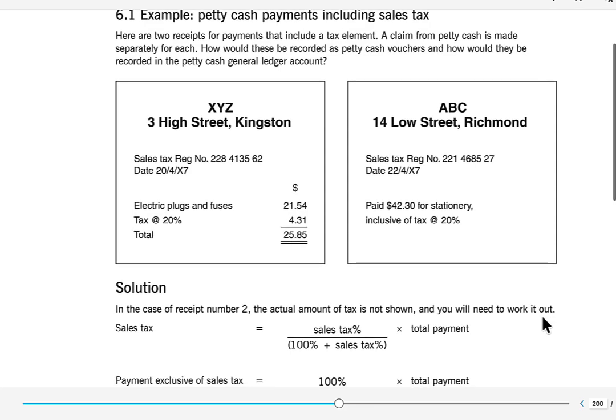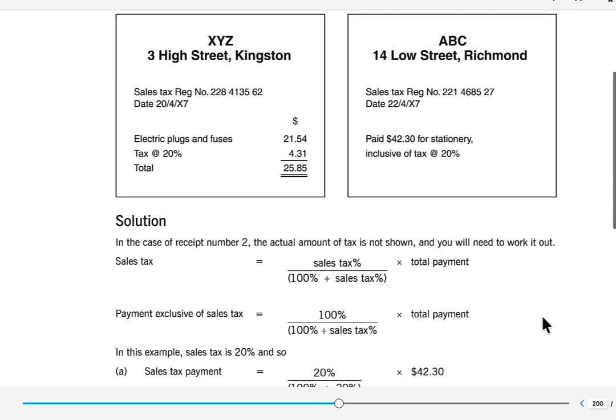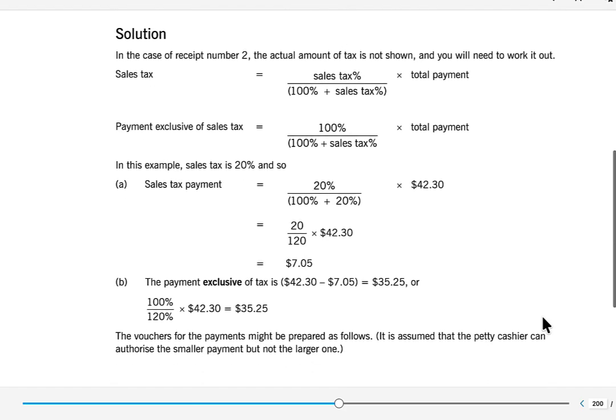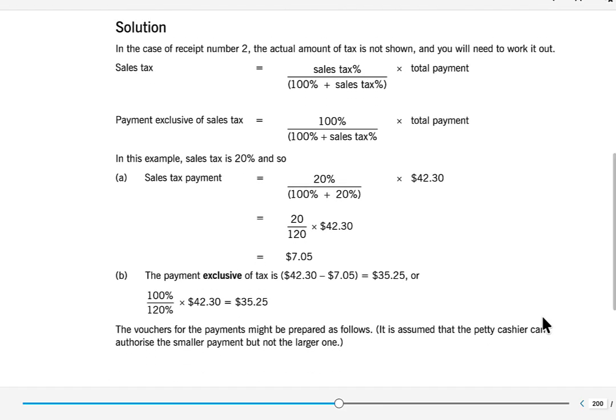The key idea you must remember: if sales tax is 20%, then the total price is not net plus 20. Instead, the total price is 100% of the net plus 20% of the net. So total equals 120% of net. That is why we use 120 in the calculation. Now let us calculate it step by step. Total paid is $42.30. Sales tax rate is 20%.